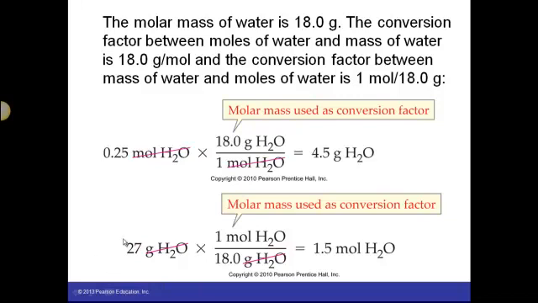If we have our sample the other way, so we have grams of a substance, we can use our conversion factor to calculate how many moles of that substance that we have. So if we have 27 grams of water, for example, we would flip our conversion factor so that moles are on top and grams are on bottom. And we would say 1 mole of water over 18 grams of water multiplied by 27 grams is going to give us 1.5 moles of water.